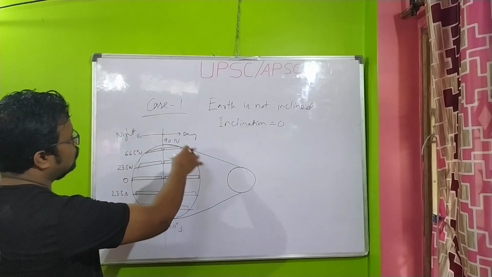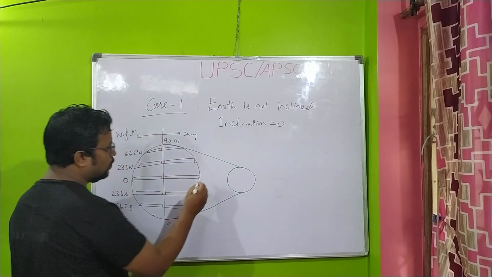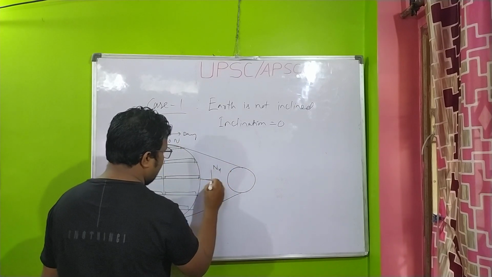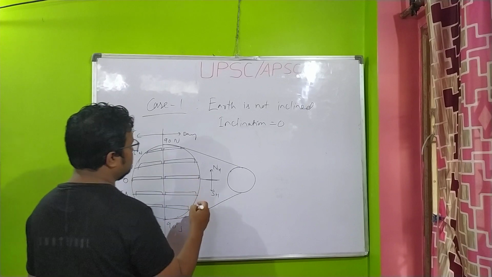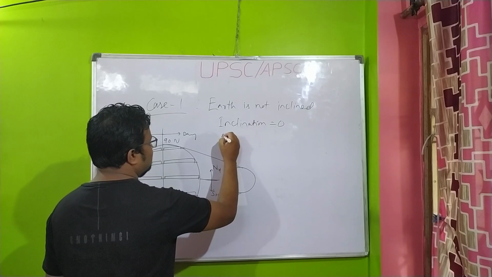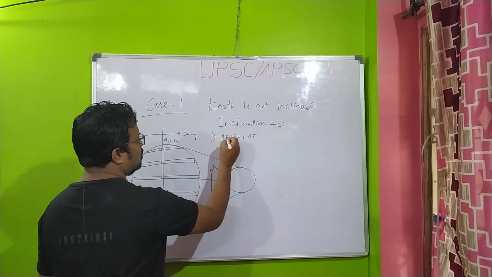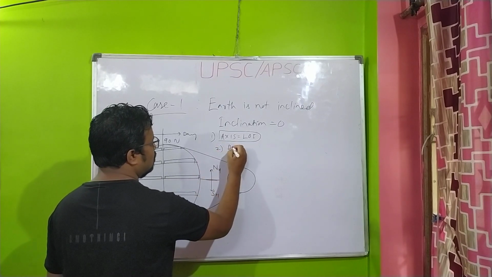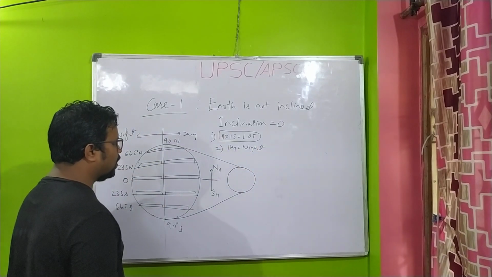So if earth would not be inclined, or if inclination would have been 0, then what are we observing? This is the northern hemisphere, and this is the southern hemisphere. Above the equator is the northern hemisphere, below the equator is the southern hemisphere. First case, axis is equal to line of illumination. Second case, day is equal to night everywhere.